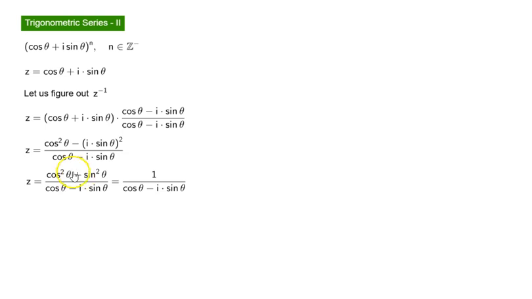1 we don't have to write. So plus sin squared theta divided by cos theta minus i sin theta. Now cos squared theta plus sin squared theta is equal to 1. So we have 1 by cos theta minus i sin theta. But remember, z is cos theta plus i sin theta. So bringing the denominator to the other side, we get (cos theta + i sin theta)(cos theta - i sin theta) is equal to 1, which means that the inverse of cos theta plus i sin theta is cos theta minus i sin theta.